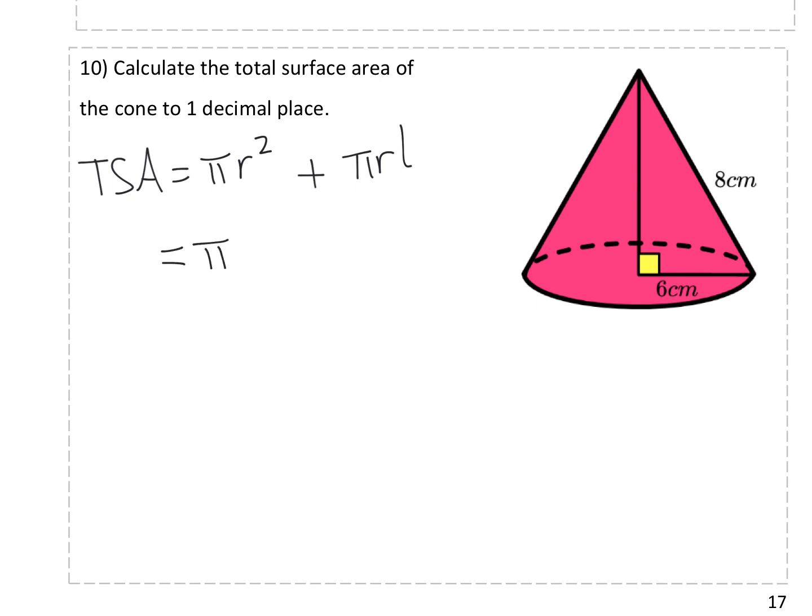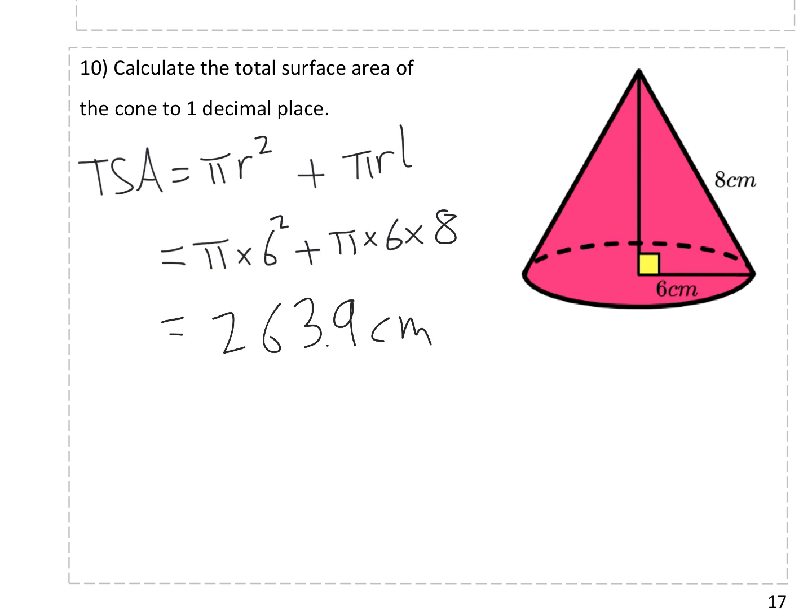So if we substitute in the values, that's pi times the radius, which is 6, so pi times 6 squared, plus pi times the radius again, still 6, times L. L is not the perpendicular height, it's the slant height, which in this question is 8. So we put in 8. And we get 263.9 centimetres squared to 1 decimal place.